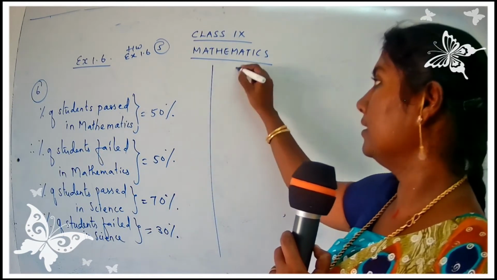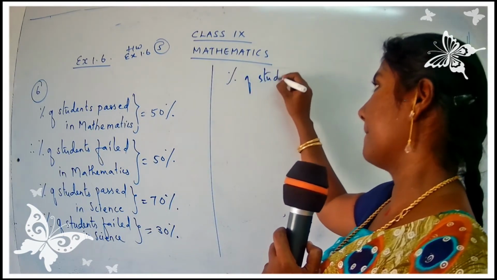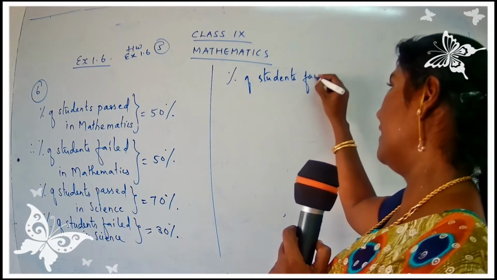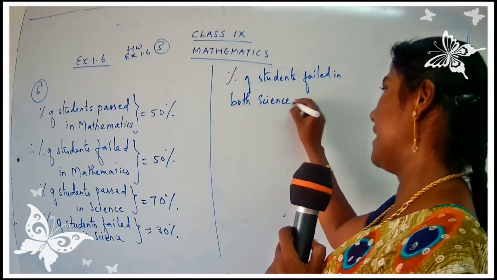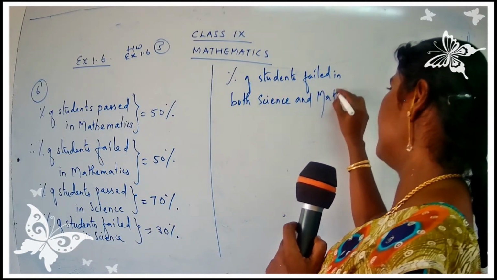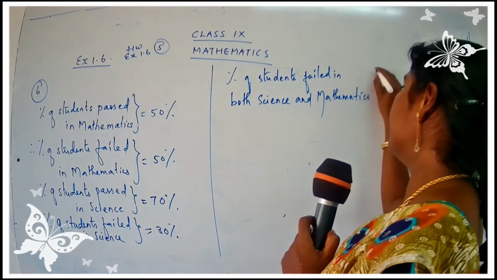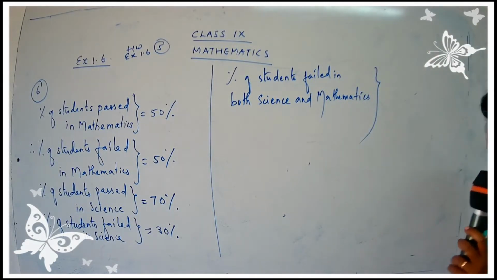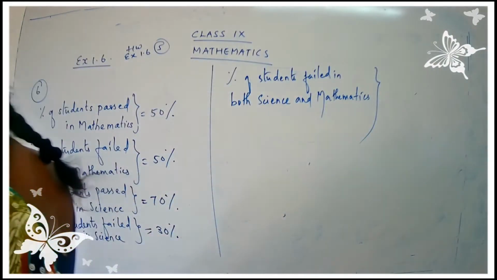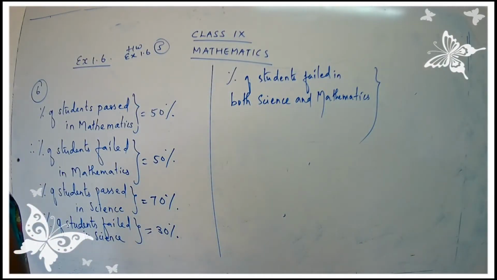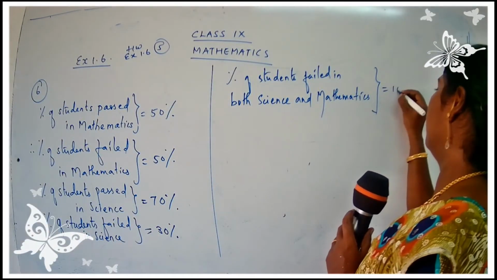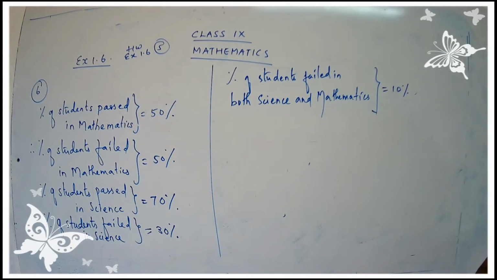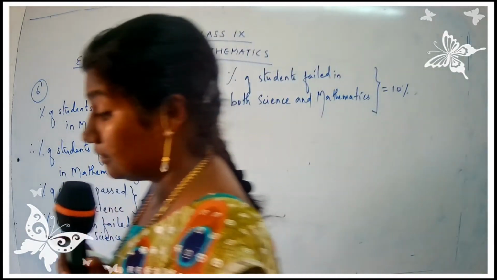Continue one below the other. Percentage of students failed in both science and maths. You can put here science and mathematics. So what is the percentage of students failed in both science and mathematics? It's 10%. So mention here 10%. Okay, are you clear with these details? These are the details that were given in the question itself. Okay. Now let's move to the next statement.